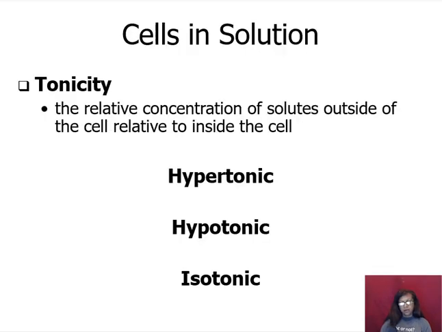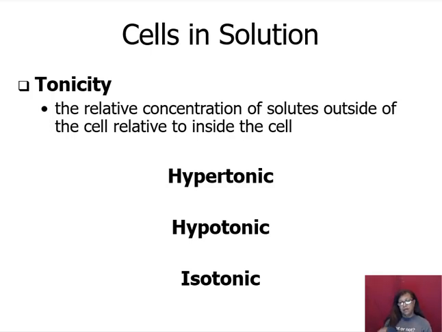So when someone says the tonicity of something, they're talking about the relative concentration of the solutes, the particles, outside of the cell relative to the inside of the cell. So you can talk about the tonicity of the cell, you can talk about the tonicity of the solution, right? So it can be hypertonic, there's more particles. It could be hypotonic, there's less particles. It could be isotonic, it's the same. You have to follow it with the descriptor of what you're talking about.